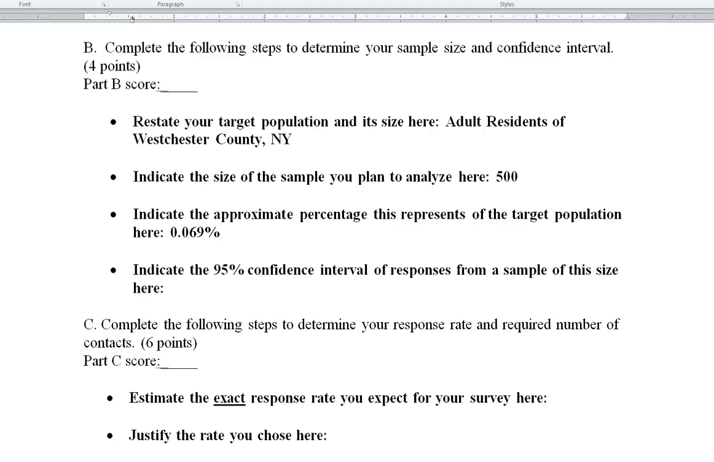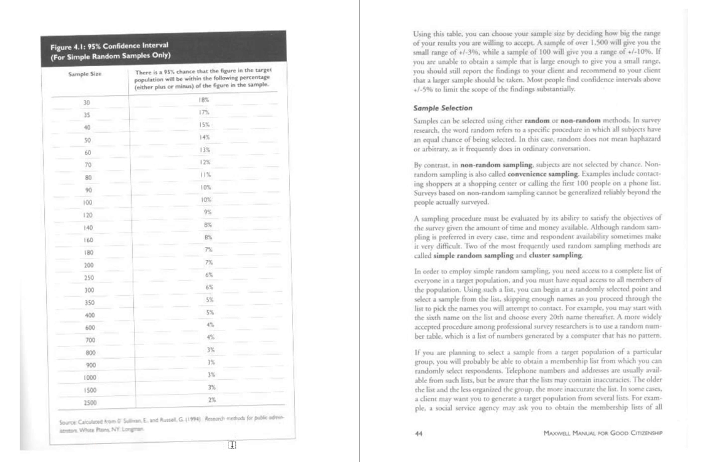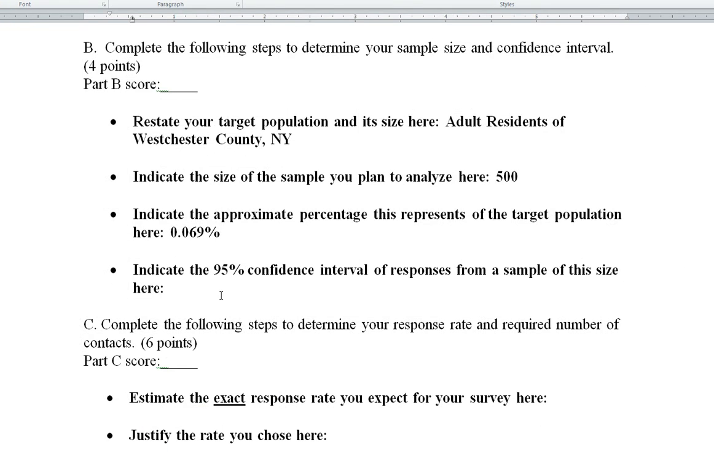Here we go to the Maxwell Manual. On page 43, it gives us the sample size for different types of samples, different size samples. We sampled 500. Now, we can go down here on the left-hand column, and we have the sample size for 400 and 600. And what we can see is that 400 is 5%, 600 is 4%. We're going to split the difference and call it the confidence interval is plus or minus 4.5%. So let's go back to our module.